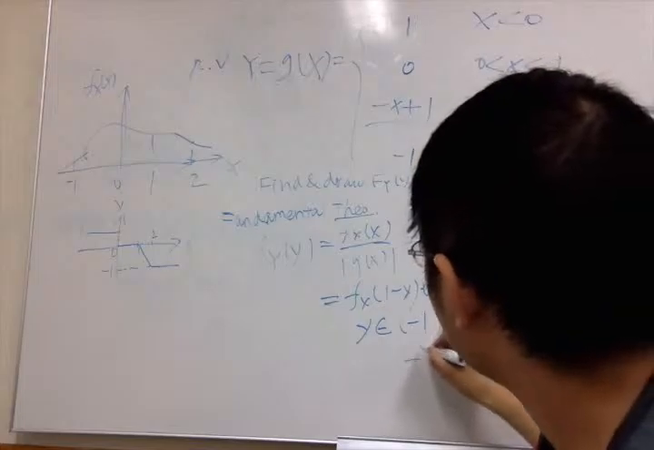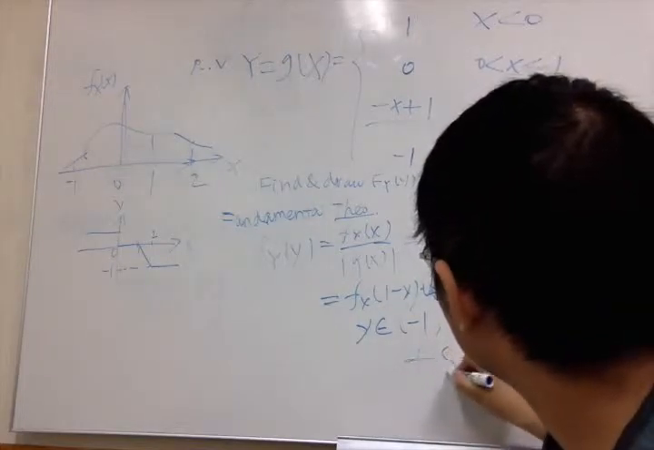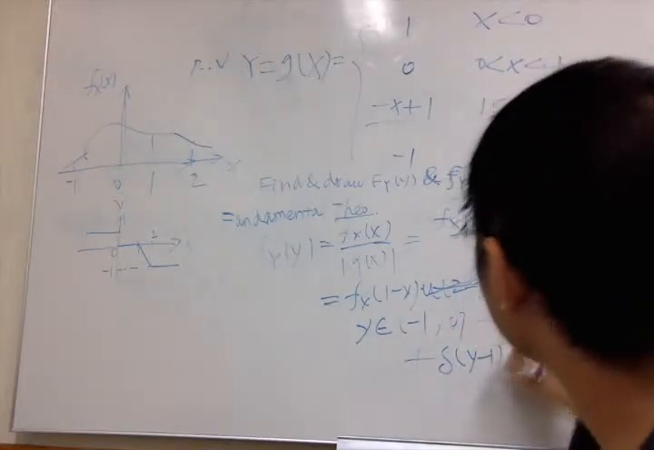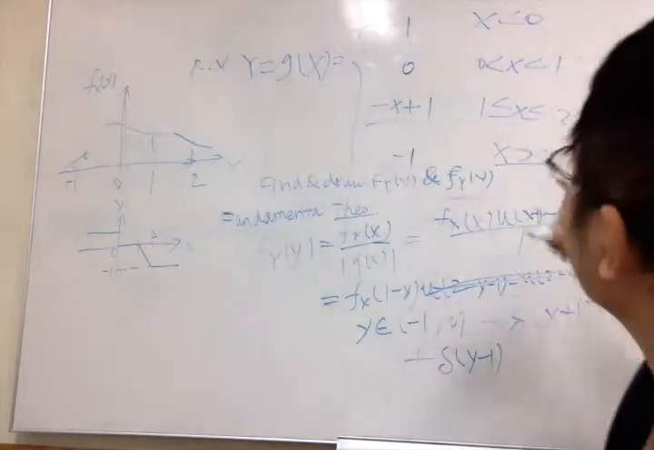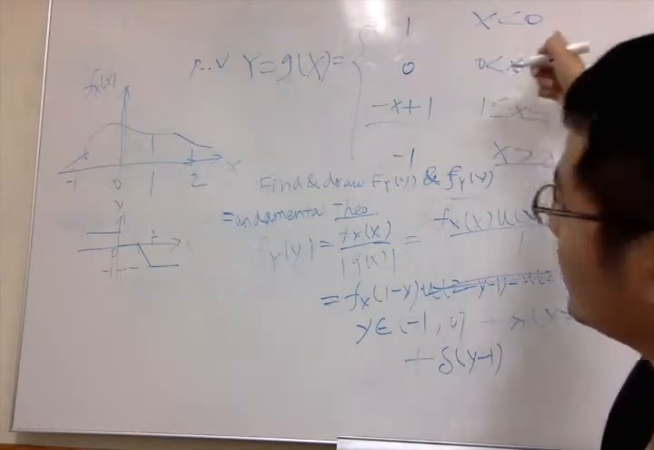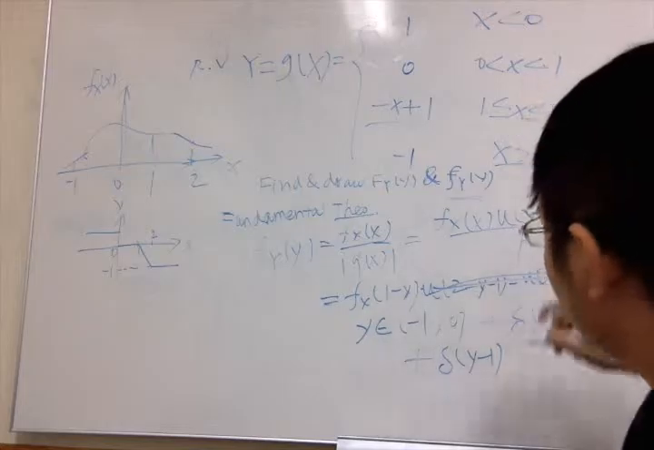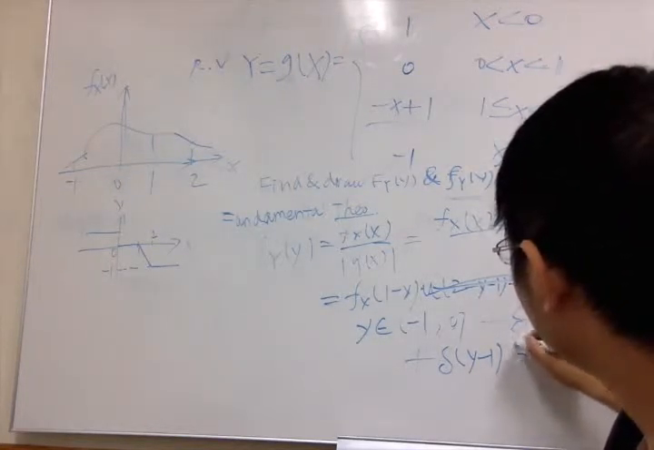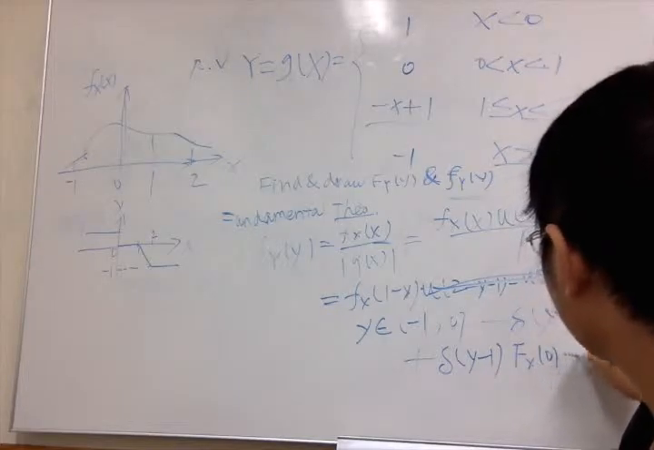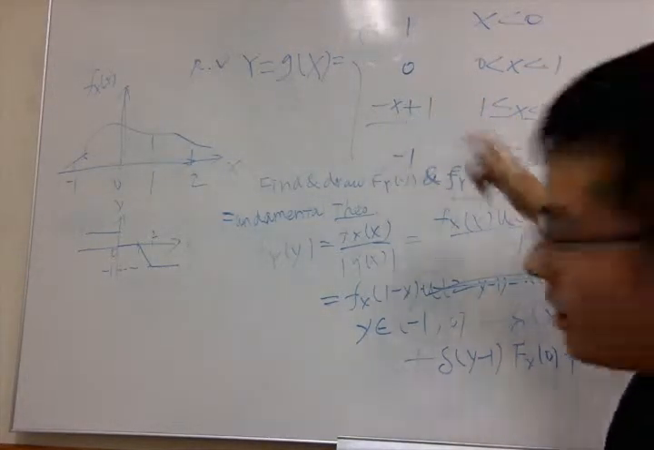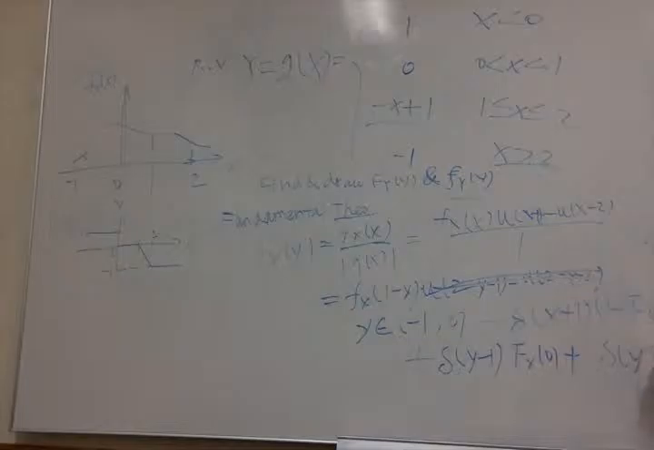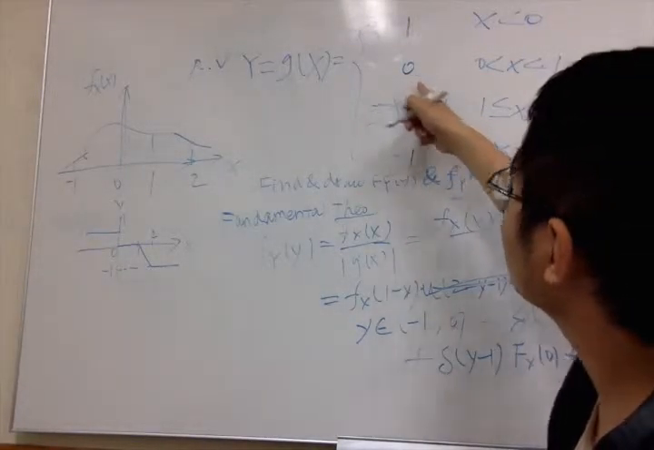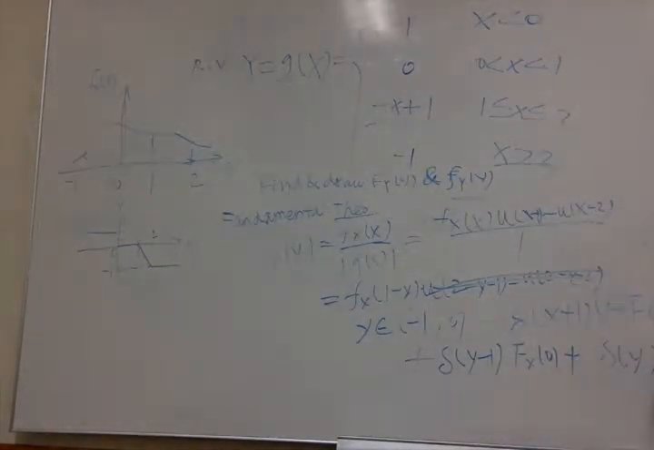So plus delta(y minus 1), there's actually the 0.1, and the probability of x smaller than 0 is F_X(0). And that's for this one, delta y, where x is between 0 and 1.